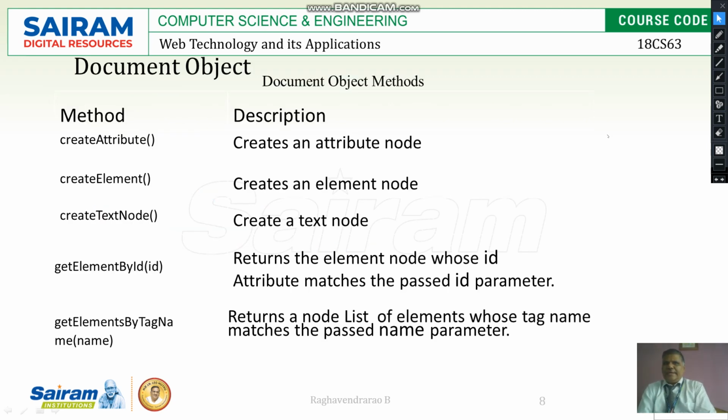The document object, again, you can create. That's what I said: the methods are present for that. You can create an attribute, create an element, create text nodes. Then getElementById returns the element, fetches it, and it is finally displayed. You have three types of element displays. One is the alert method, one is document.write, and another is getElementById. So there are three ways you can access the data.